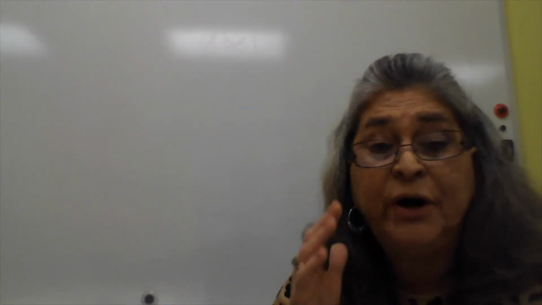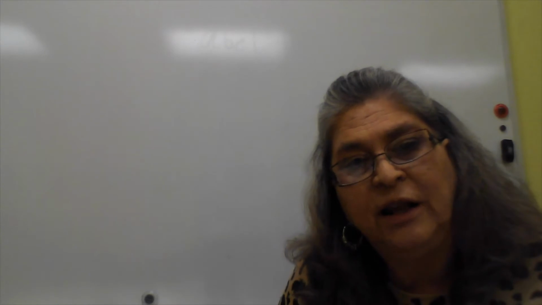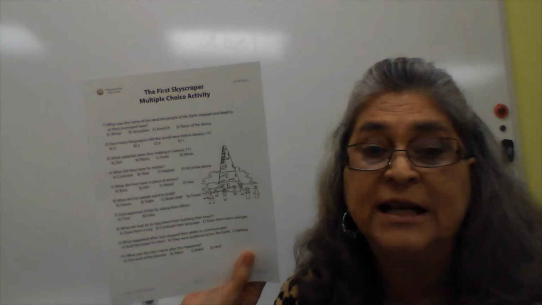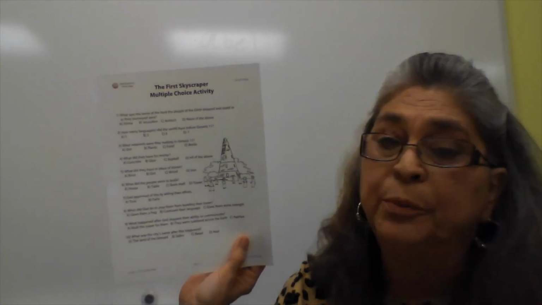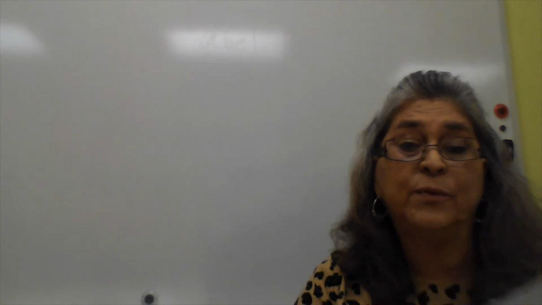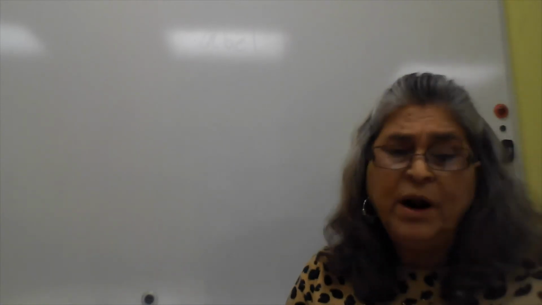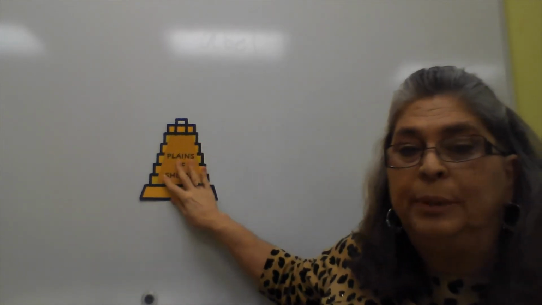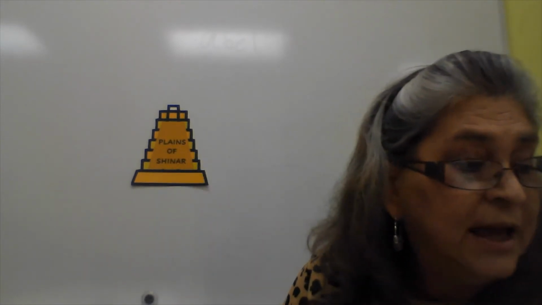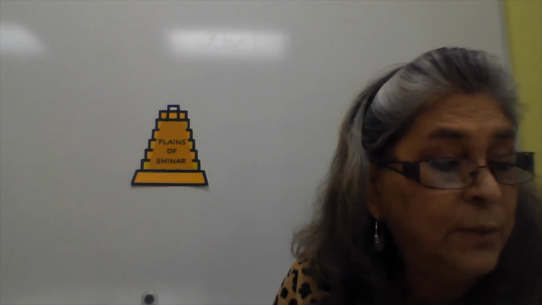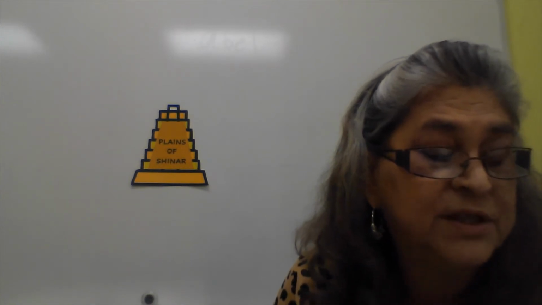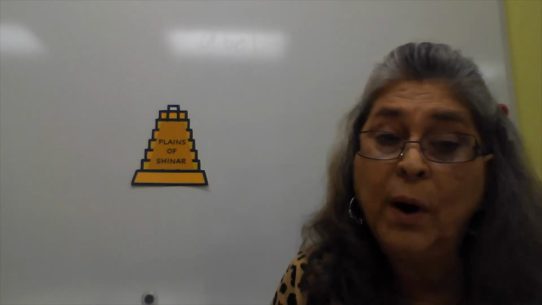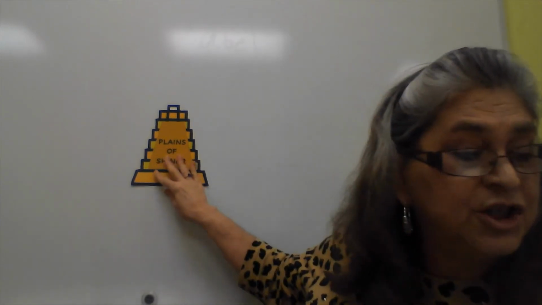Okay, so now we're going to see if we can remember the facts that we learned in our lesson today. If you printed out the worksheet, look at this worksheet. It says the first skyscraper multiple choice activity. So we're going to work on that together right now. And we want to think about, first of all, where was our story taking place? Do you remember the name of it? The Bible says it was in the plains of Shinar. And so if we look at our worksheet, number one, what was the name of the land the people of the earth stopped and dwelt in as they journeyed west? What was the name? Shinar.